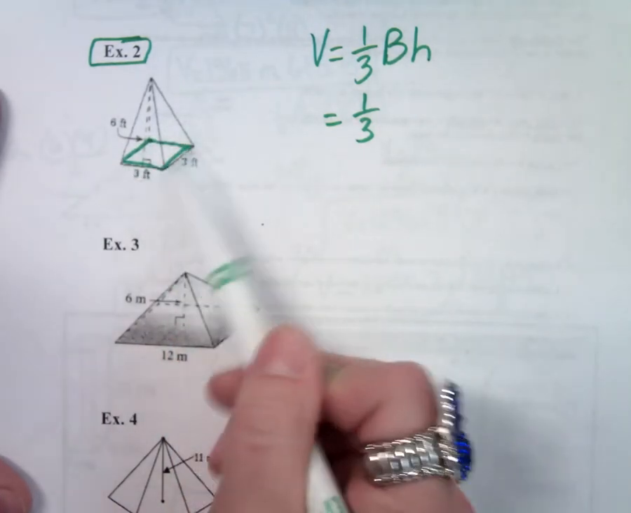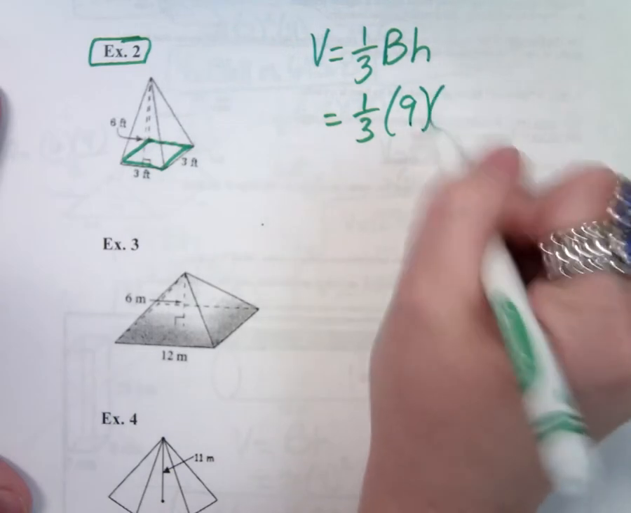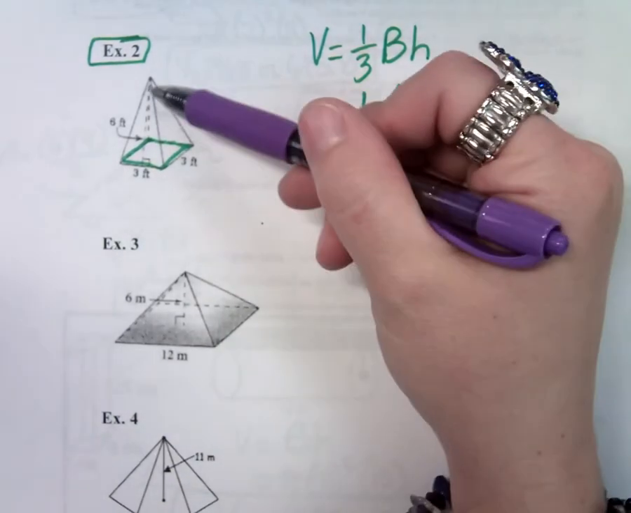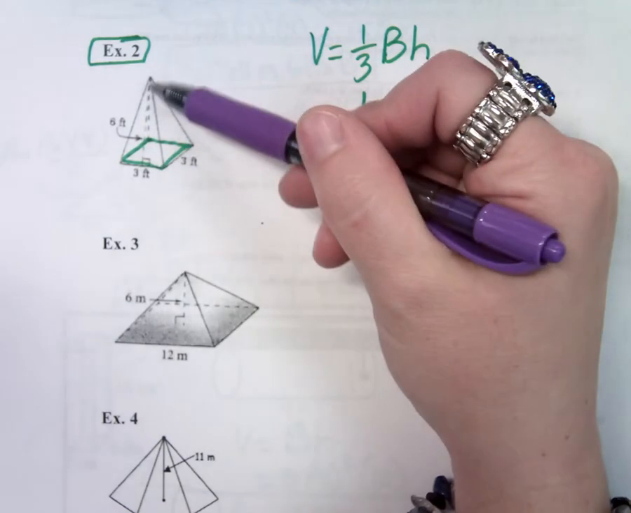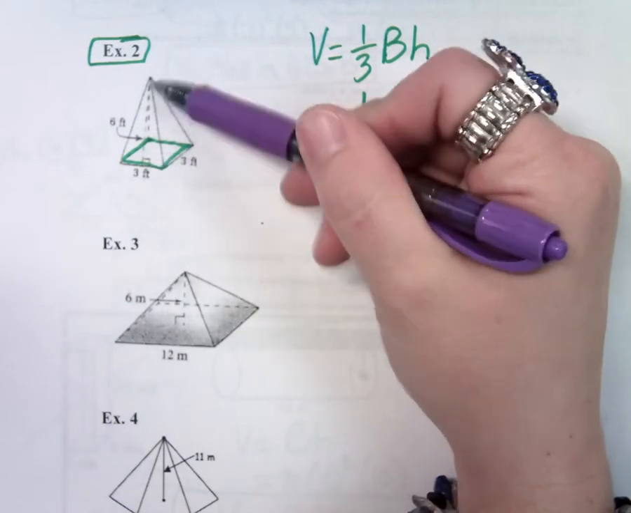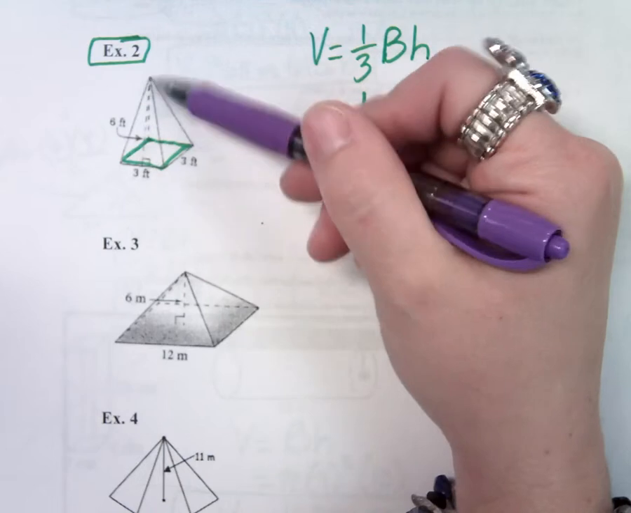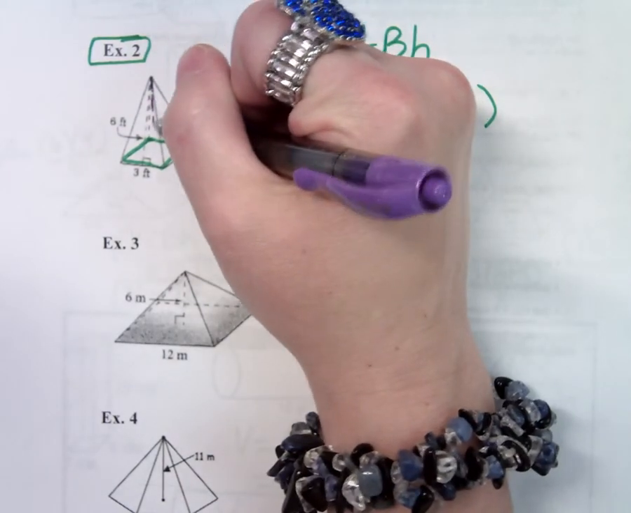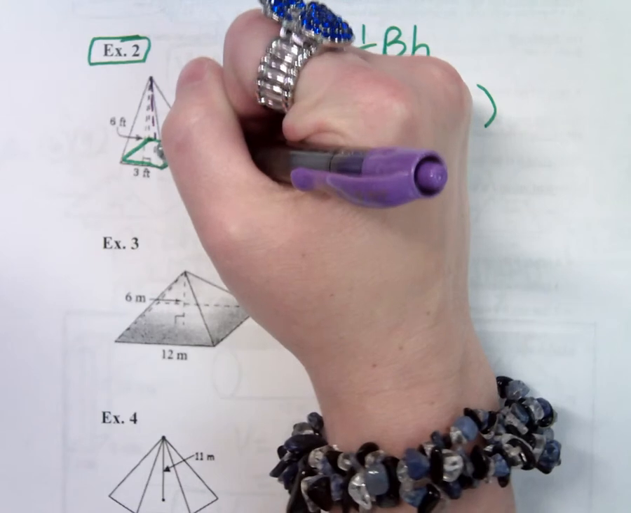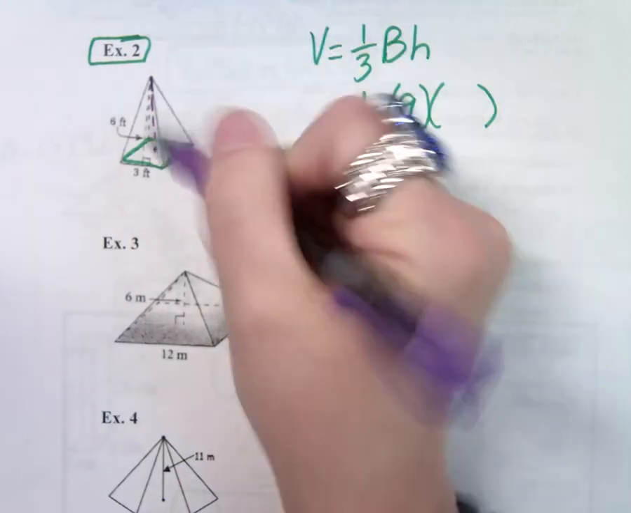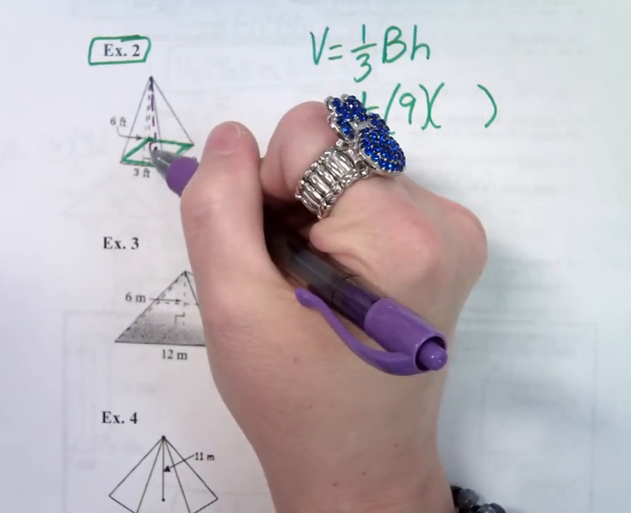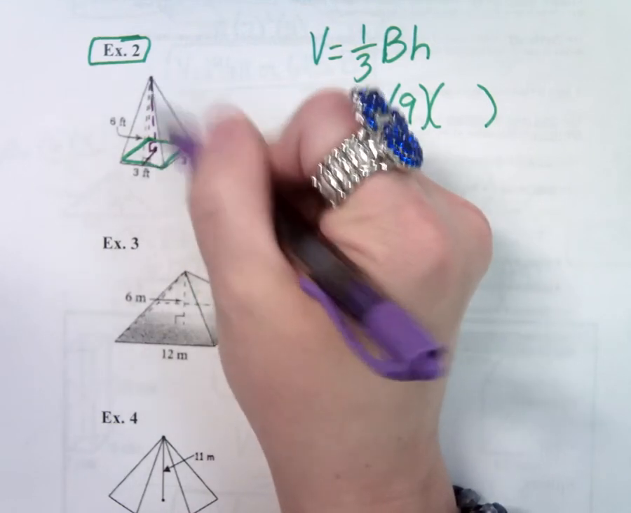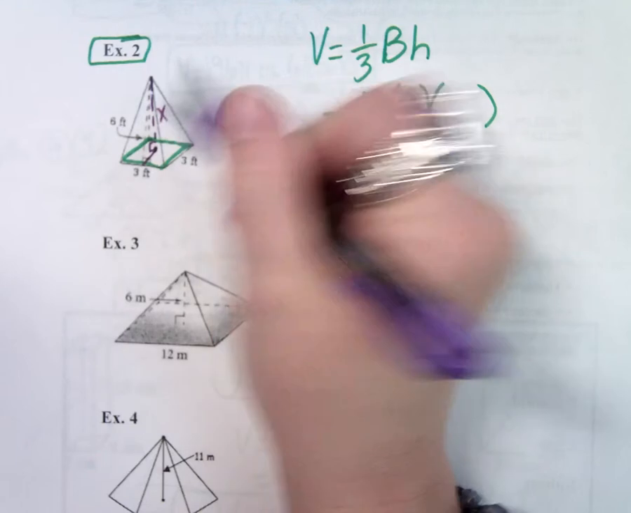9. Length times width, 3 times 3 is 9. And then, do we know the height of it? 6 is the slant height. The slant height is the height of a lateral face, but it's not the actual height of the pyramid. The height of the pyramid drops down from that vertex and it hits in the middle of the base, like right there. So it's going to make a 90-degree angle, and I'm going to make this triangle like this. So this is my height that I'm looking for. I'm going to call it X.